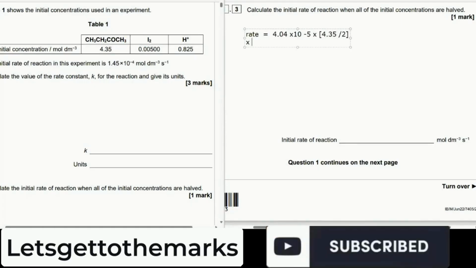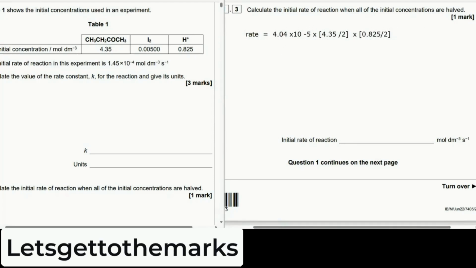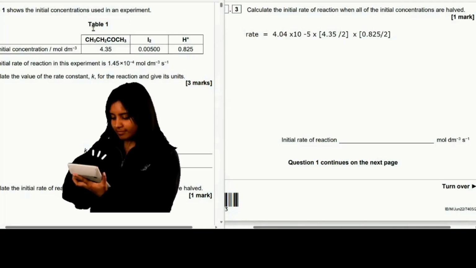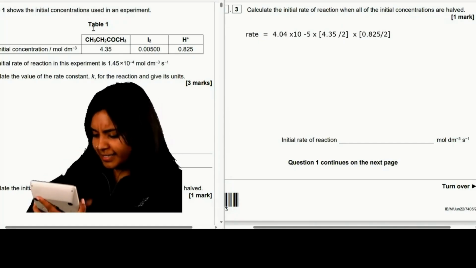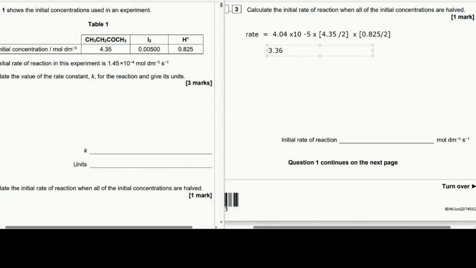We just plug the numbers into the rate equation, and this time you don't need to rearrange it. So it's rate equals k times the concentration of each, and we're halving them, so dividing them by 2, as you can see here. If I put that in the calculator, we get an answer of 3.63 times 10 to the minus 5, and that is what the rate would equal. Check that on your calculator, make sure that is correct.